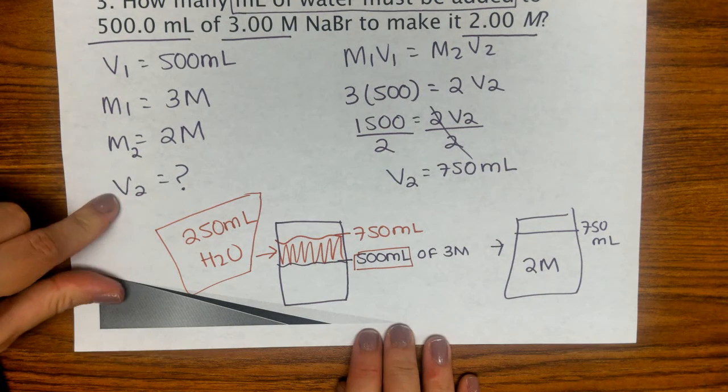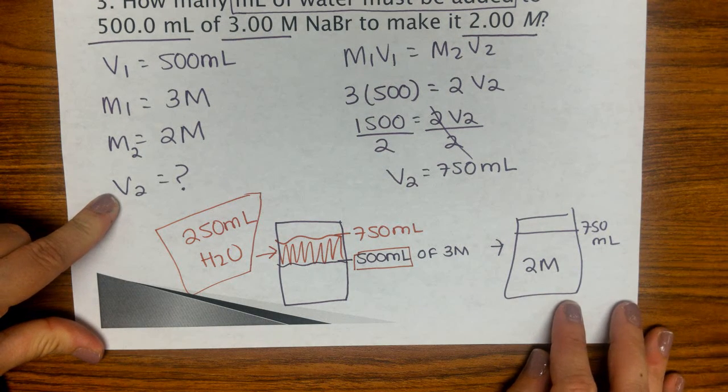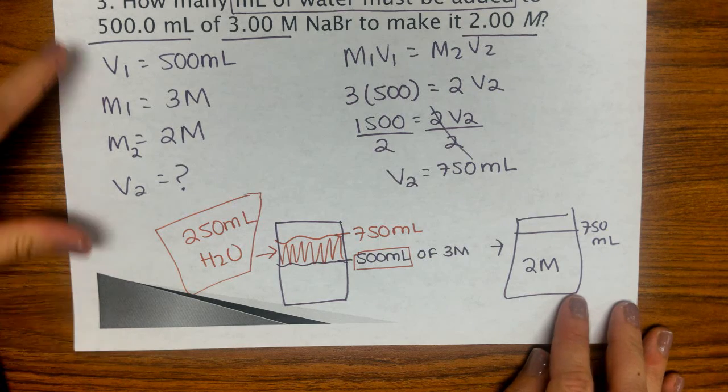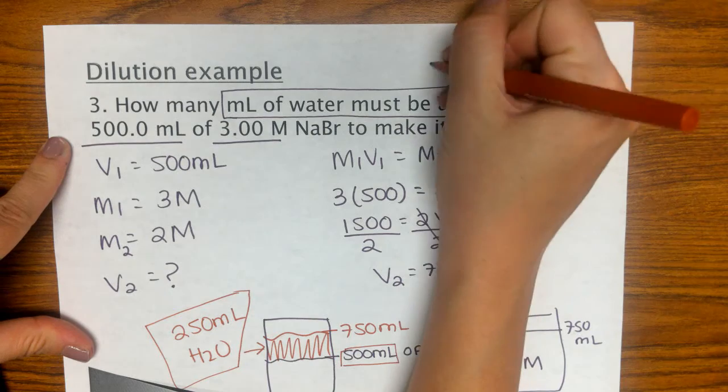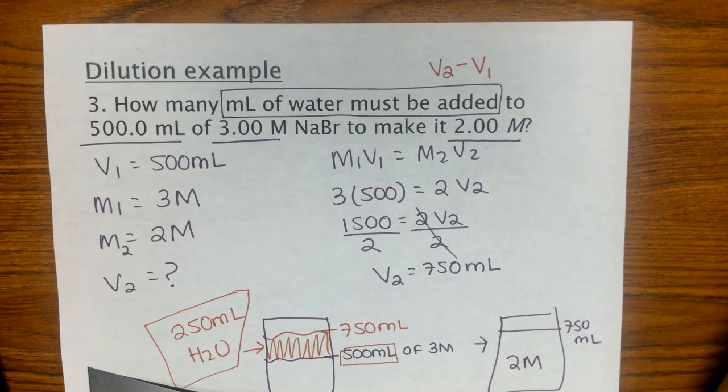So V2 represents the final volume of the new solution, not how much water you're adding. To figure out how much water you add, you take V2 minus V1. And that's how you make a solution. Well, a dilute solution.